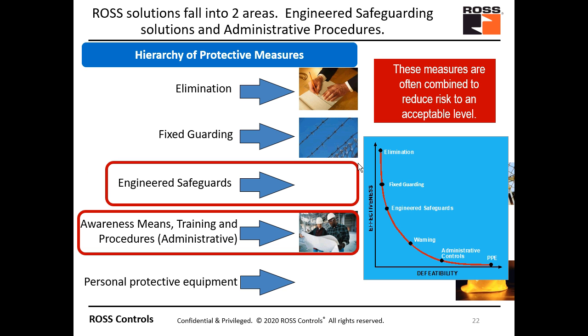And if you remember, we said that the Ross solutions fell into two areas: engineered safeguards, or what I would call administrative procedures. If you look at the blue curve on the right, it has engineered safeguards there in the middle, and then you get down to administrative controls. The administrative controls is where you have these procedures for lockout, tagout. And so if you start looking at that hierarchy, that's where Ross's products primarily fall.